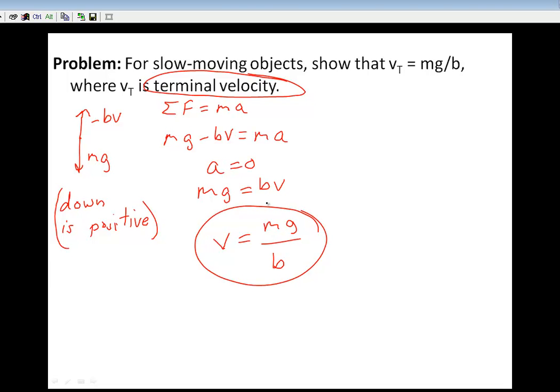Why did you start with negative bv? Because that gives us the drag force in the opposite direction. And it's negative because we're calling downward positive. So what's cv squared? That's the other version.